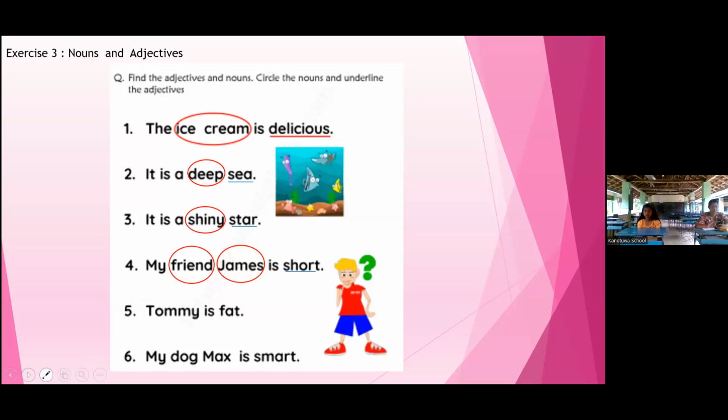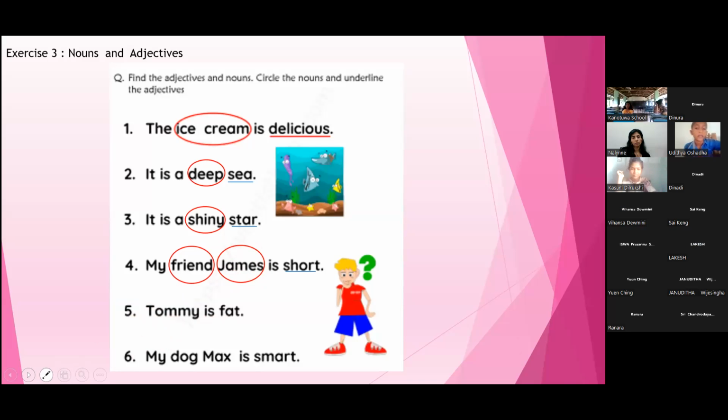Very good. Okay, next. Can anybody read sentence number 5? Tommy is fat. Well, good job. So Tommy is fat. Tommy, is it a noun or an adjective? Noun. Very good. And what would be the adjective? Fat. Yes, you are right.